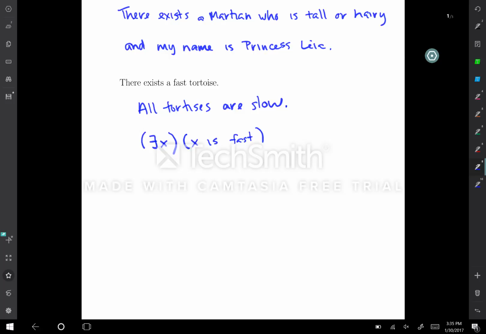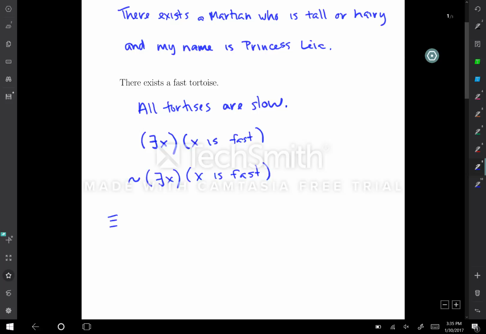Now, when we negate our statement, we would have the negation of there exists an X such that X is fast, which would be logically equivalent to saying for all X, the negation of X is fast, which when we think about that in terms of common language, the opposite of fast is usually meant to be slow. So we would arrive at, for all X, X is slow.